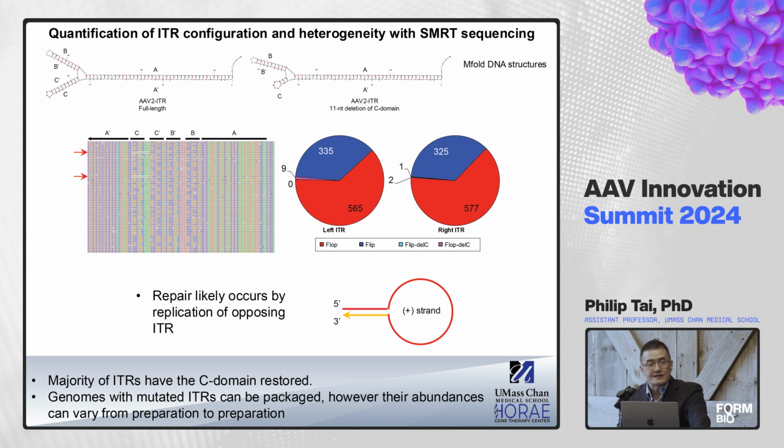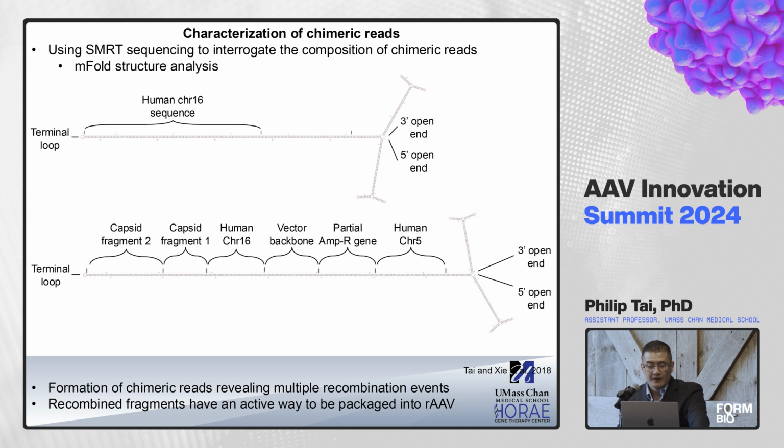But it turns out that some of the repair mechanisms may be dependent on sequences within the construct itself, as well as the capsid that they're packaged with. And this is ongoing research in our group. One of the other things that we learned is that the abundance of recombination can actually give you these very fragmented and very complex compositions.